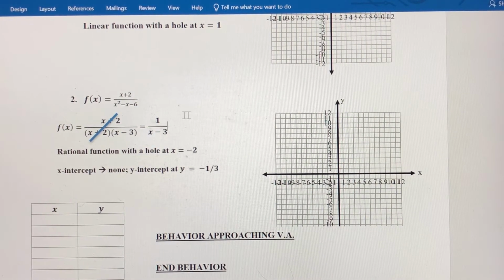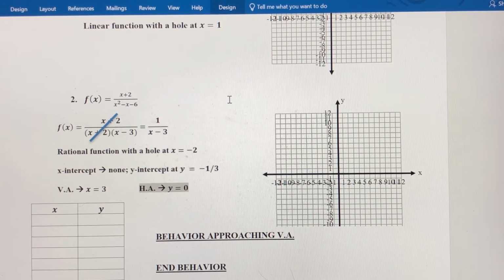Now let's go to the vertical asymptote. It's going to be at x equals 3. Remember how to find the horizontal asymptote. Degree of the numerator is 0. Degree of the denominator is 1. So the degree of the denominator is greater, so that means we've got a horizontal asymptote at y equals 0.